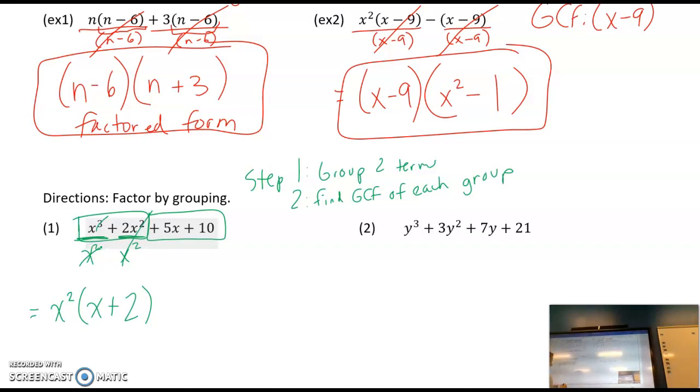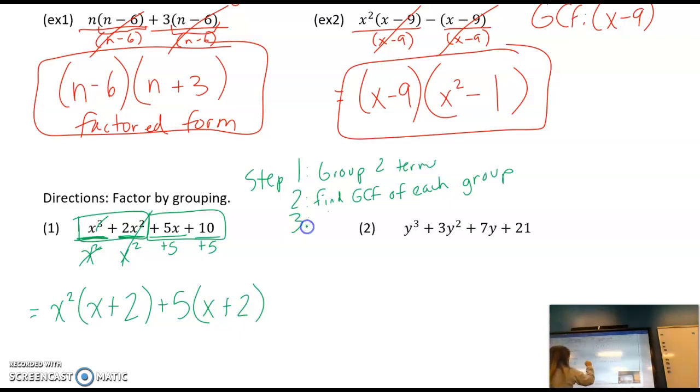Cool. Now next group, I need to factor out the GCF. So plus 5x plus 10, the GCF is a positive 5. So I need to factor out a plus 5. You have to show what the symbol is. So when I divide each term by a plus 5, 5x divided by 5 is just 1x. And then 10 divided by 5 is 2.